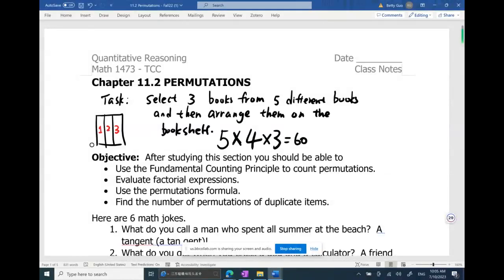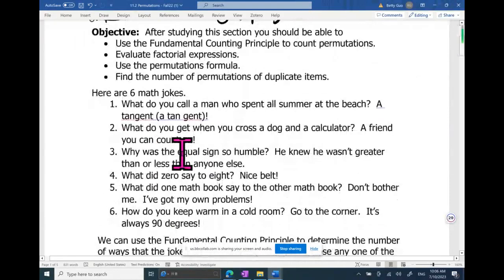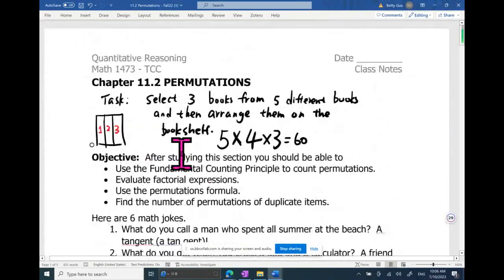But you know what? This is a permutation. What is a permutation? Let's look at the definition. Permutation is a certain arrangement in which every item will be used one time only. No item will be used more than one time. And the order of those items will make a difference.